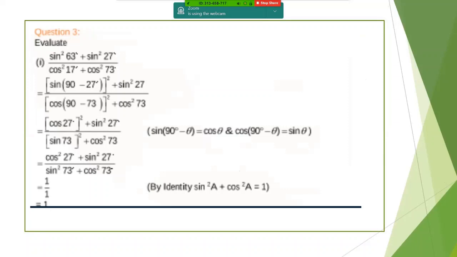And the whole square of it, because there is a square here. So sine 90 minus 27 is nothing but cos 27 and cos 90 minus 73 is nothing but sine 73. So we'll end up getting cos square 27 plus sine square 27 divided by sine square 73 plus cos square 73. And again, making use of this identity, which is also called the trigonometric identity, sine square A plus cos square A is equal to 1, we get 1 as the final answer. Please see that you write down these reasons also.